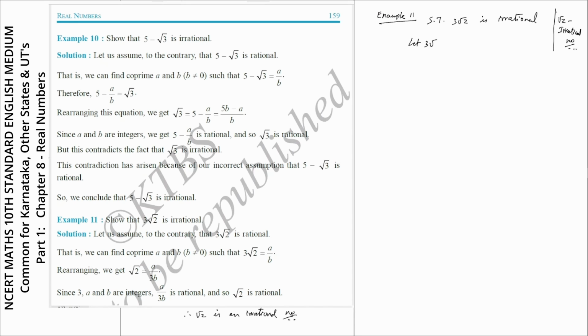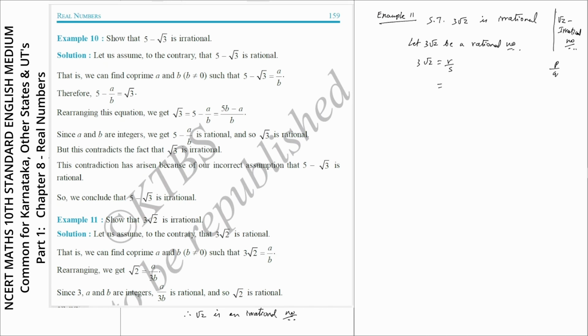Let 3 root 2 be a rational number. Therefore 3 root 2 is equal to r by s. So all rational numbers are in the form of p by q, where p and q are integers and q not equal to 0. Since I have assumed this as a rational number, I can equate it to r by s, where r and s are integers, and r and s can have some common factor.